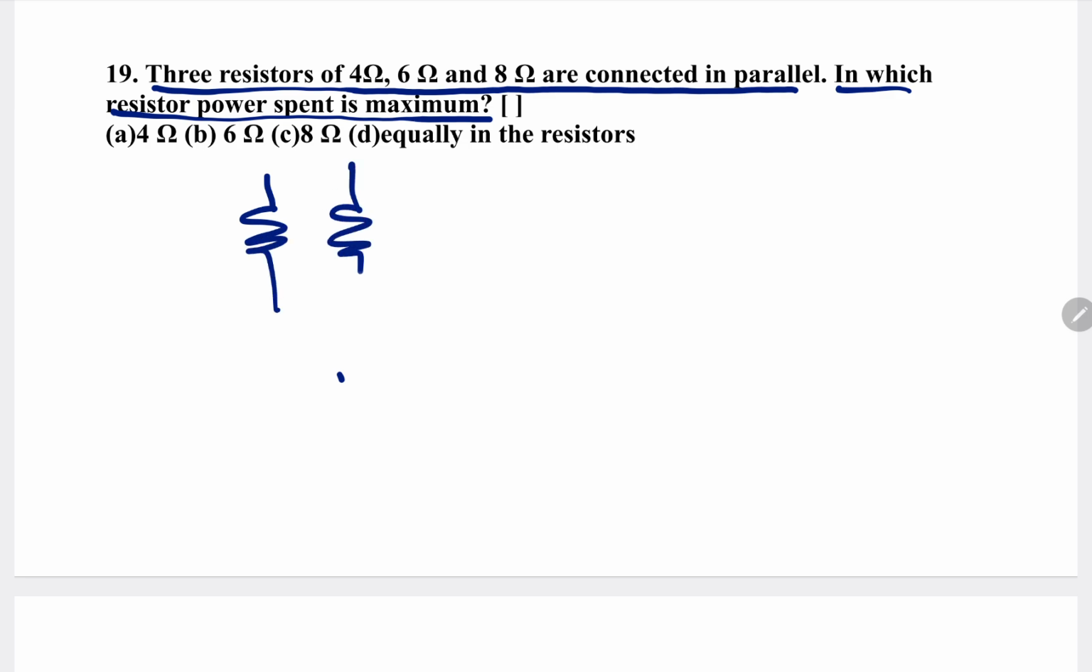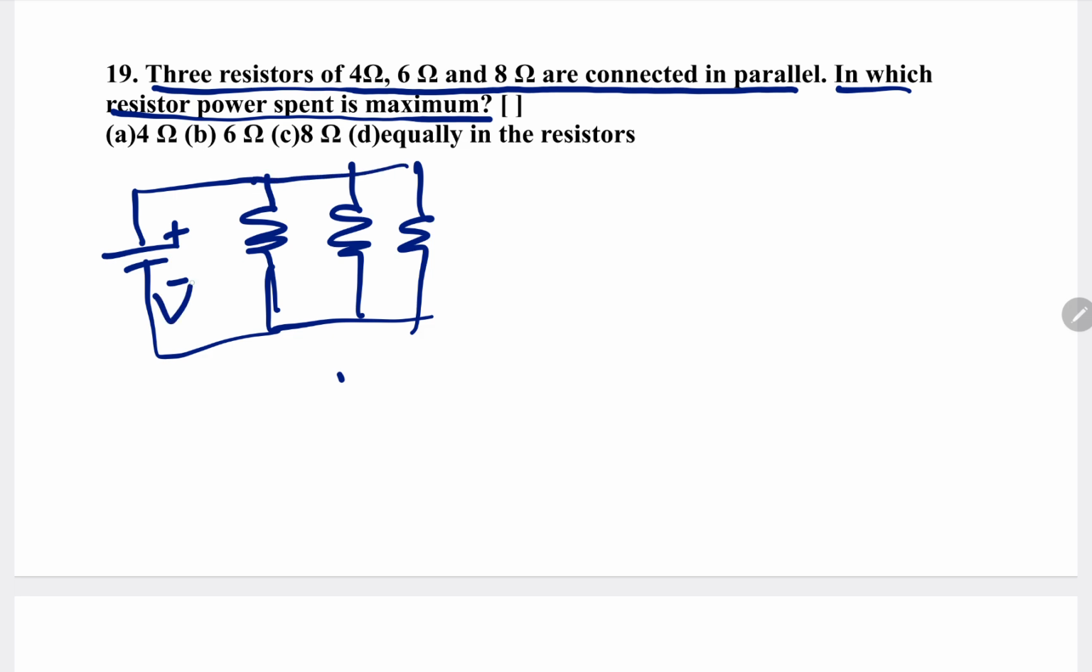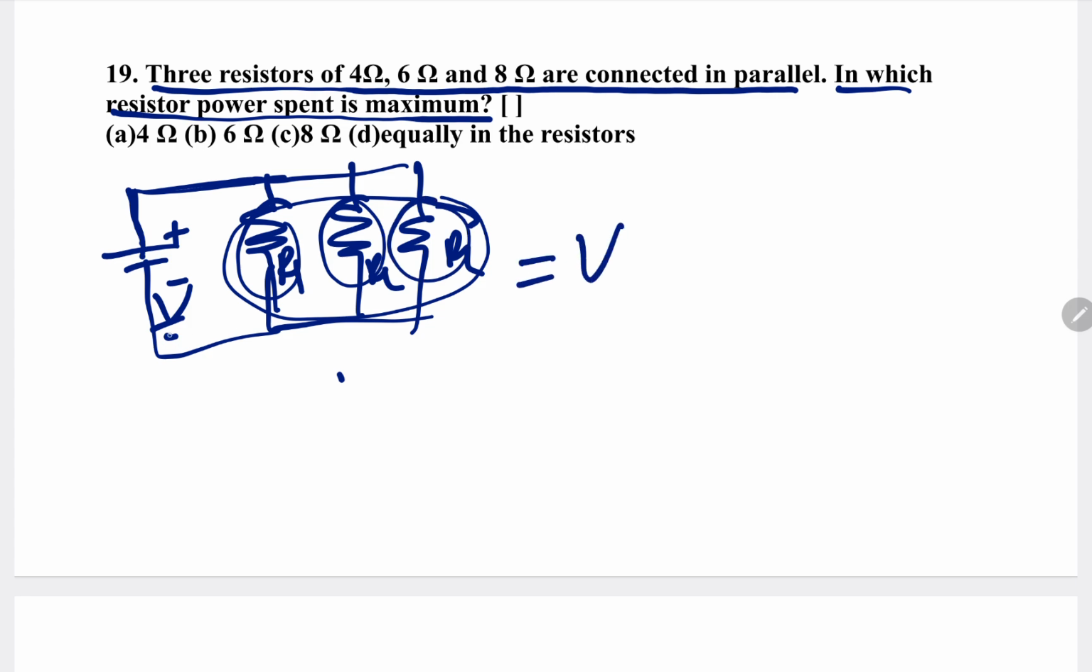So remember, whenever resistors are connected in parallel connection, the voltage is going to be the same. Let us say this is R1, this is R2, and this is R3. Three resistors are connected in parallel with a supply voltage V. Then the voltage across R1, across R2, and across R3 is the same. That voltage is nothing but V. So 4 ohm, 6 ohm, 8 ohm are connected in parallel, so the voltage across each is going to be the same. Then in which resistor the power is going to be maximum, we need to calculate.